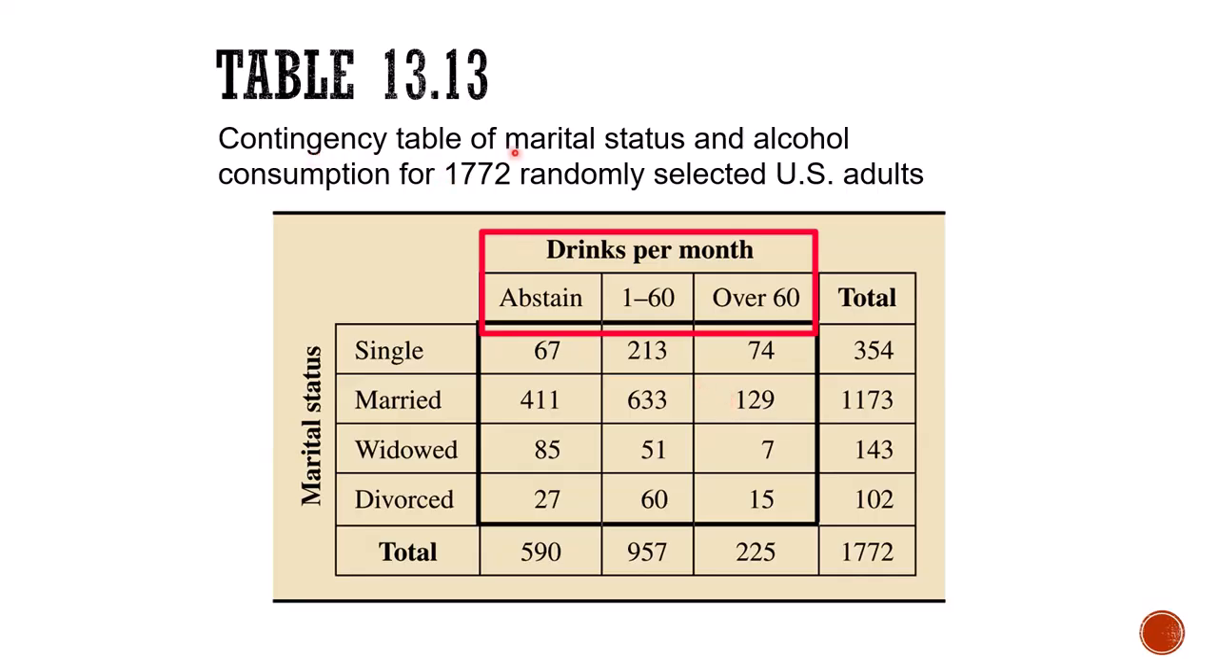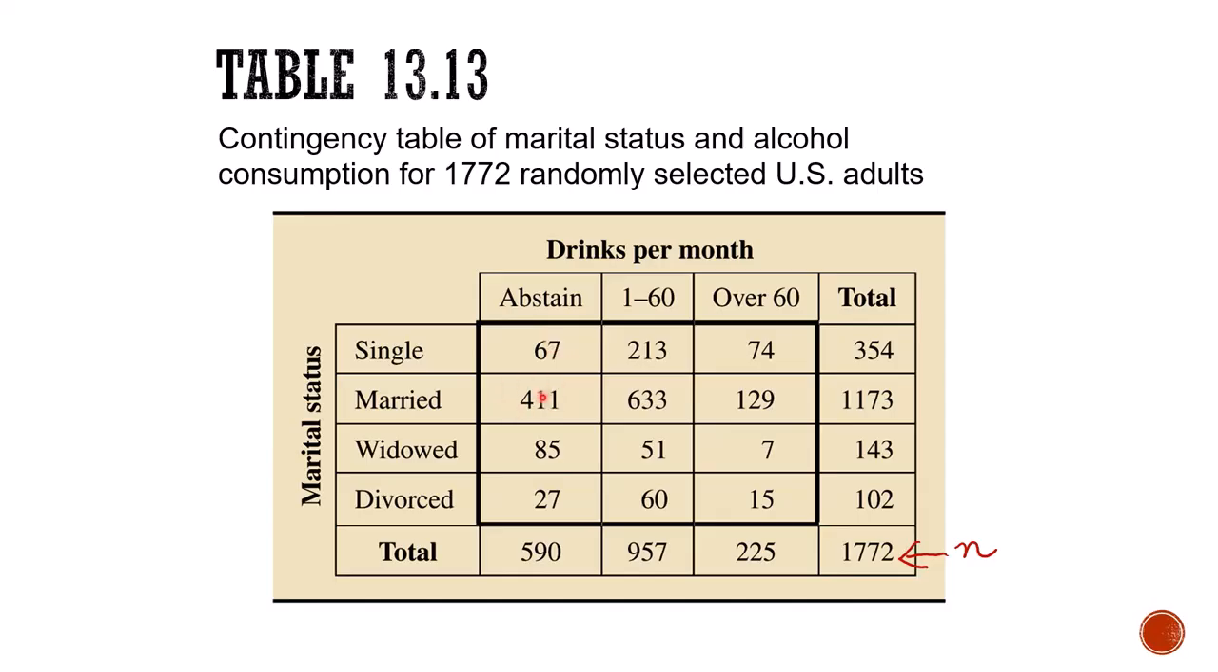So this contingency table of marital status and alcohol consumption for 1,772 randomly selected US adults is what is displayed here. The sample size, N, is 1,772. The way to interpret this table is that there were 67 people who were single and never drink, so single and abstain. There were 67 observations of that.